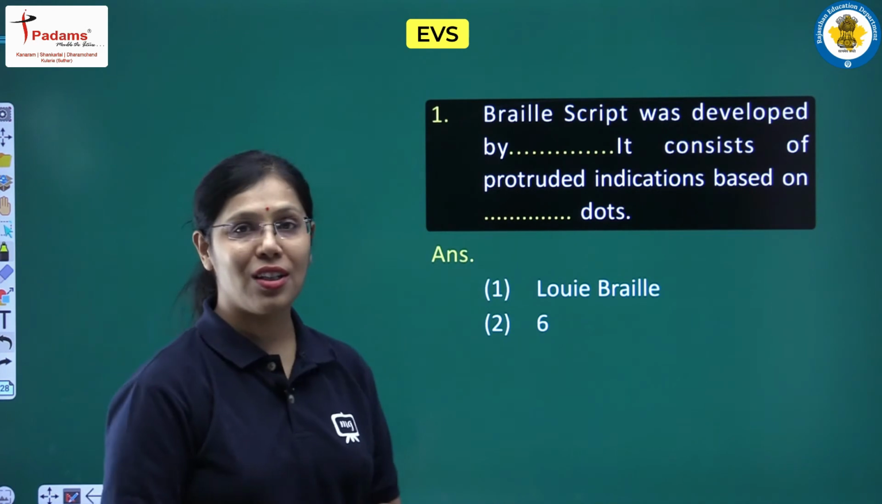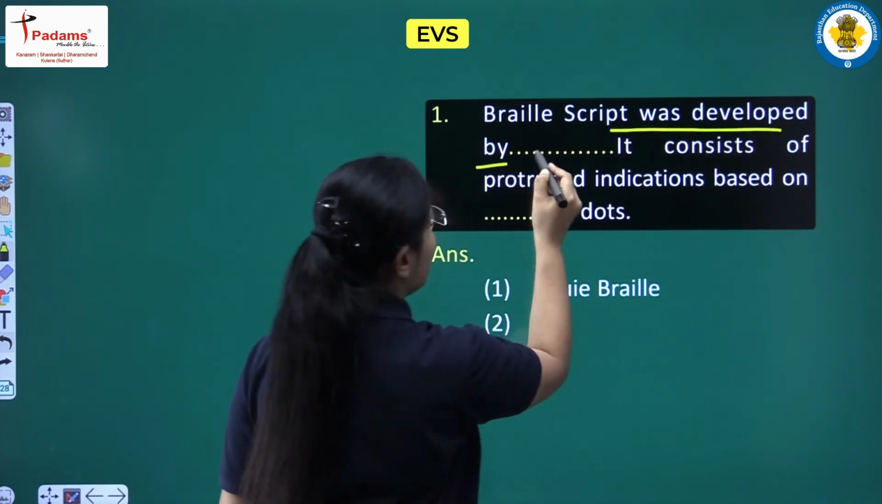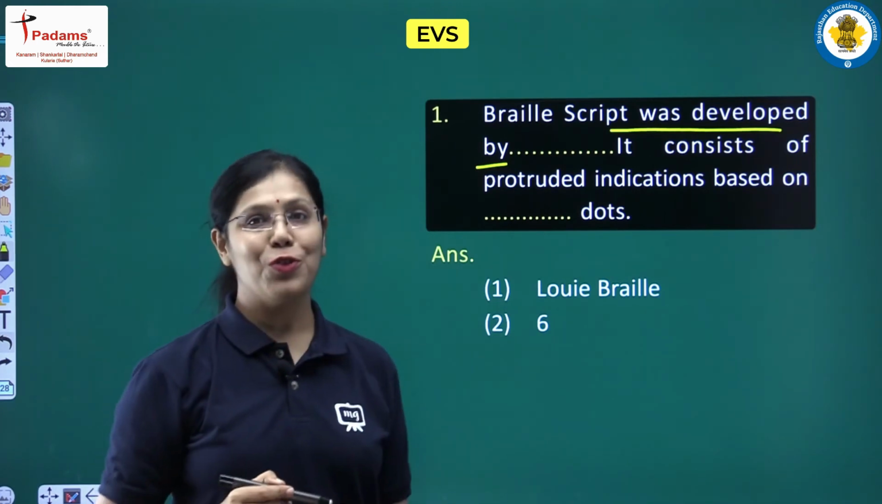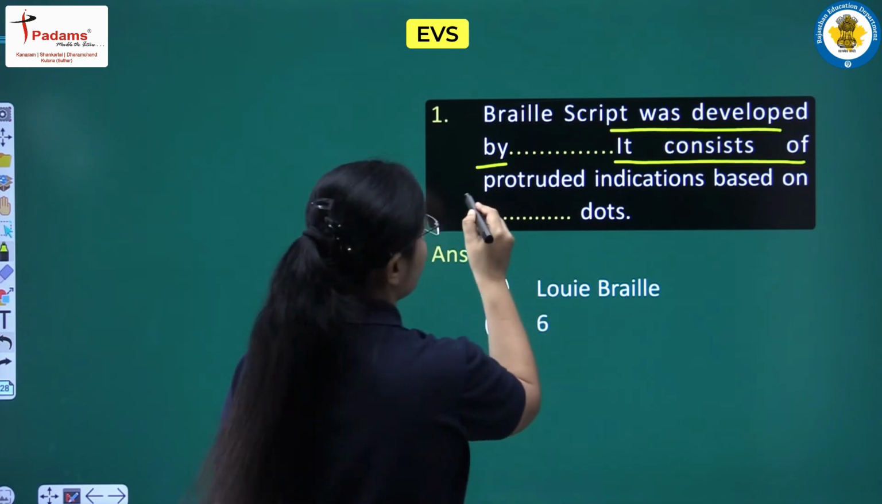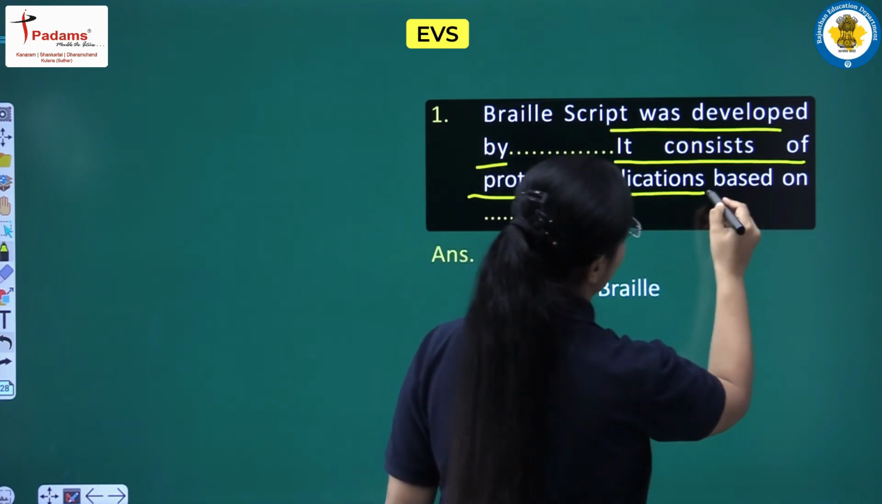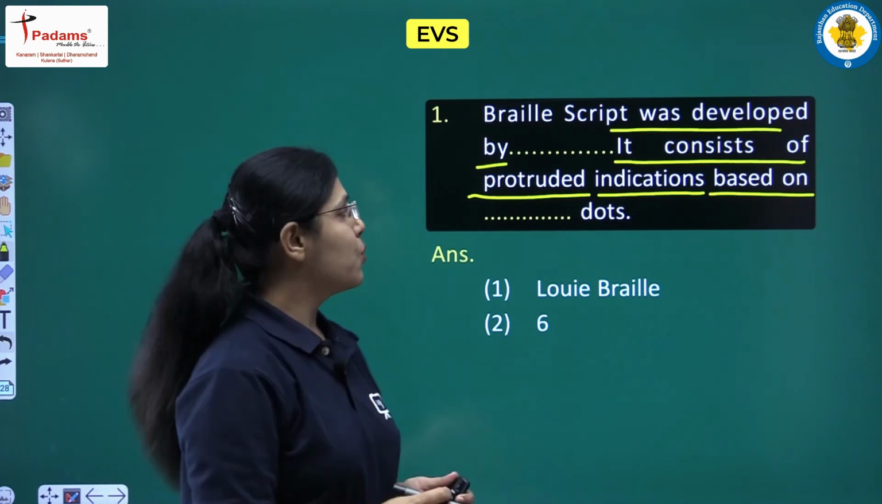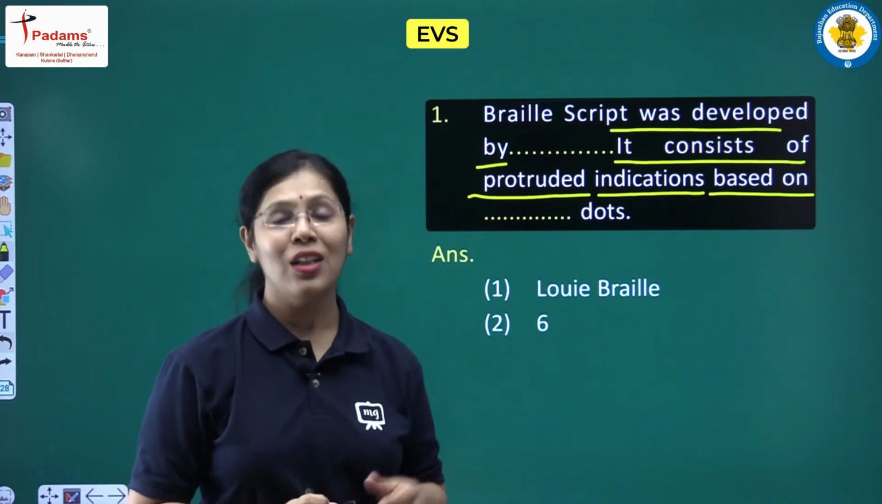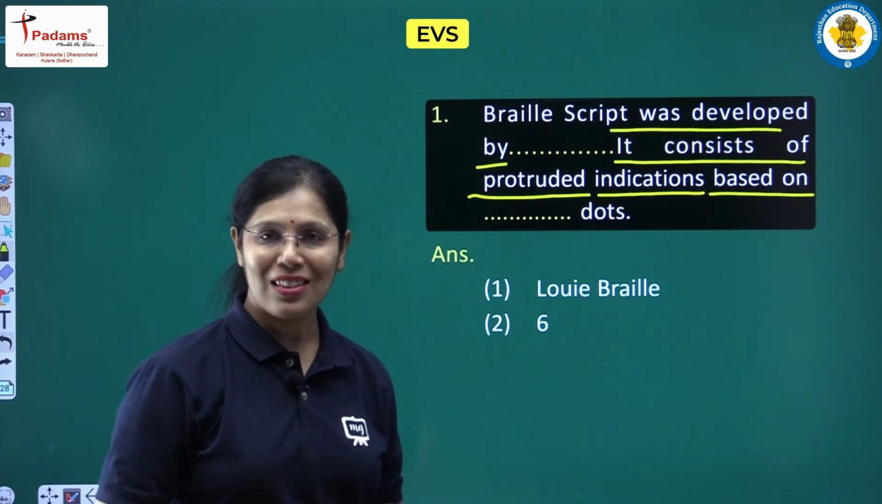So first question is here. Braille script was developed by, there's a blank, you have to fill the blank here, and it consists of protruded indications based on, there's a fill in the blank, then dots. So here 2 blanks are given and you have to fill these 2 blanks in this question.